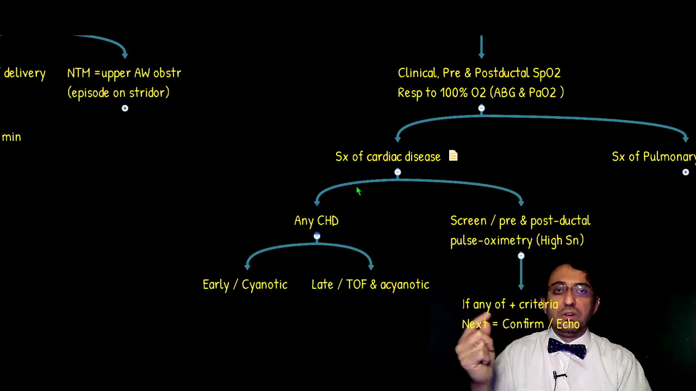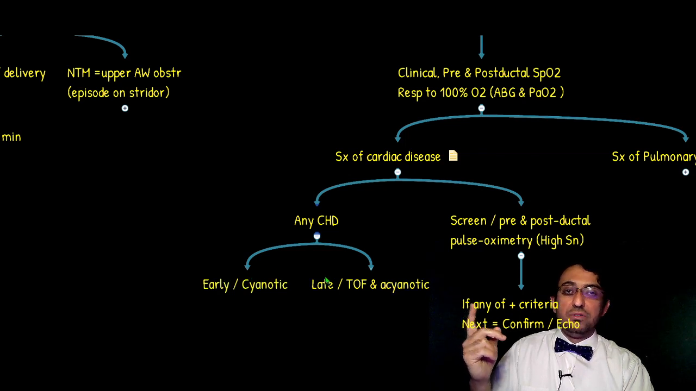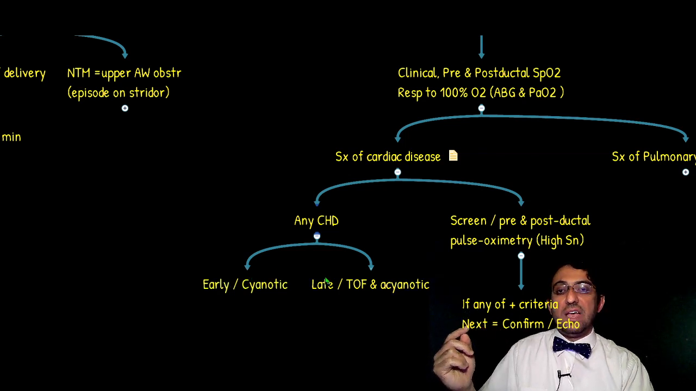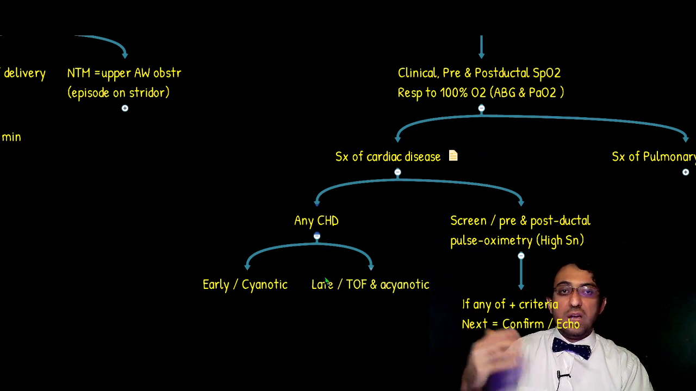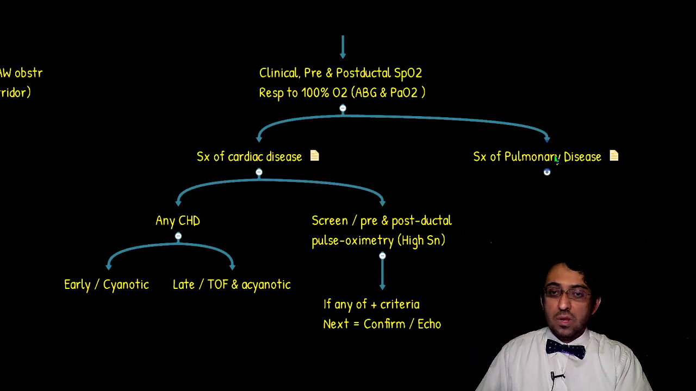I've mentioned here that the cyanotic congenital heart diseases are usually associated with early cyanosis, while the tetralogy of Fallot could be associated with late cyanosis, and the acyanotic conditions before the Eisenmenger will not be cyanotic, but in the Eisenmenger phase could be cyanotic as well.